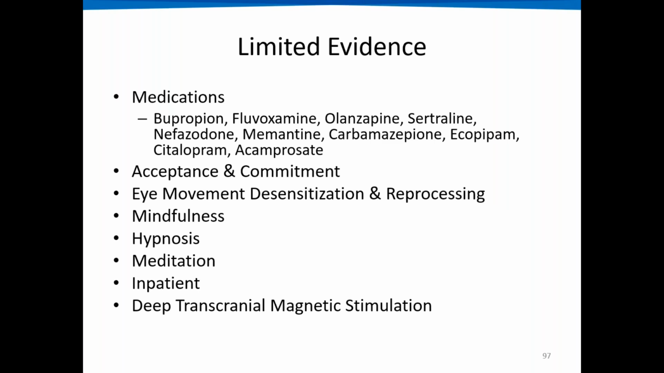Lastly, the number of treatment types that clinical researchers have considered is quite broad. In fact, there are probably more studies and treatment types in the limited category than either of the others. These include other medications, acceptance and commitment therapy, eye movement desensitization and reprocessing therapy, mindfulness, hypnosis, meditation, inpatient treatment, and deep transcranial magnetic stimulation. However, these treatment types do not have sufficient empirical evidence to be recommended or considered evidence-based practices. Their current quality of evidence is distinctly different. In the future, they might prove fruitful. However, they currently are not adequately supported for gambling in the scientific literature.